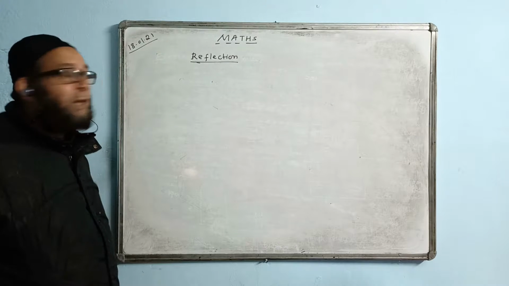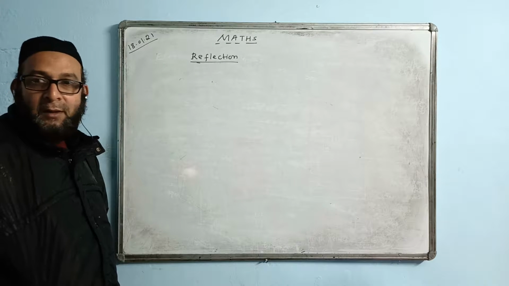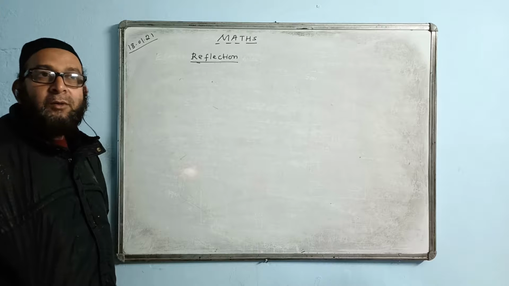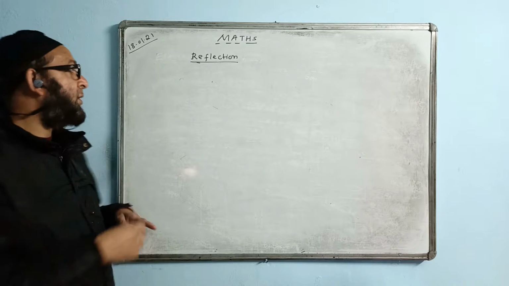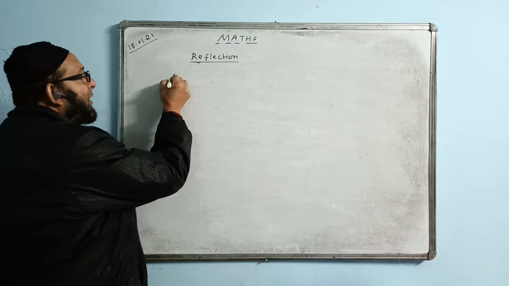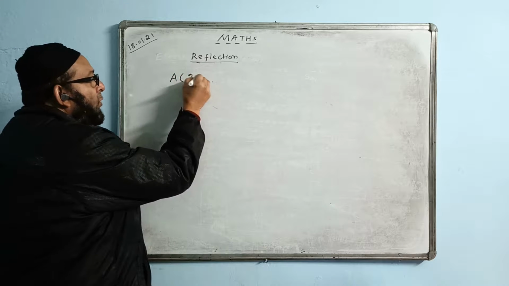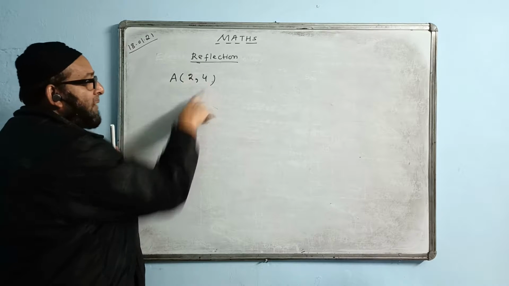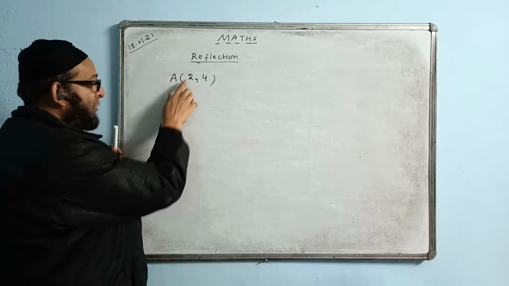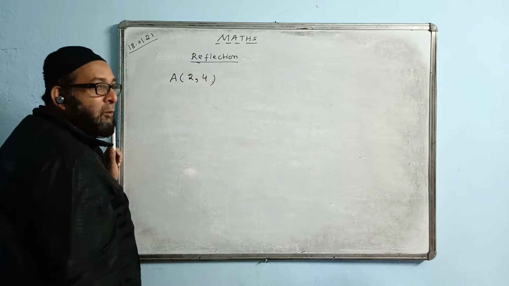Today we are starting a new chapter, reflection. Reflection is all about a point which will have coordinates, an x coordinate and a y coordinate. Suppose I write a point A with the coordinates (2, 4). This is called the x coordinate, this is called the y coordinate. The x coordinate value is 2 and the y coordinate value is 4.